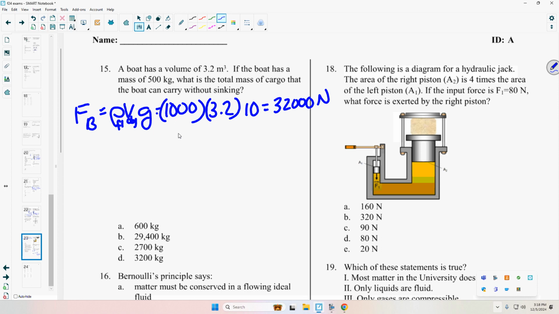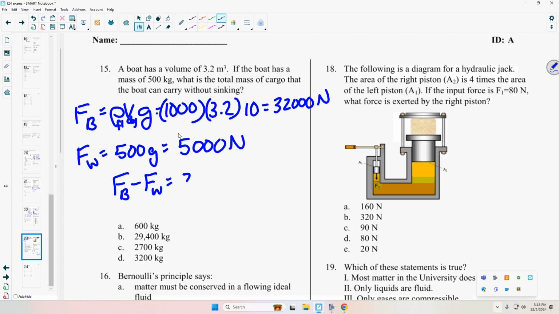However, there's already a weight of the boat. The weight of the boat is equal to 500 times g, which is 5,000 newtons. So the boat already takes up 5,000 newtons of the buoyant force, but I can put additional weight in the boat without having it sink. That additional weight would be 32,000 minus 5,000, that's 27,000 newtons. So the difference, FB minus FW, is 27,000 newtons. But I'm asking for mass here, so you'd have to divide by g to get the mass.